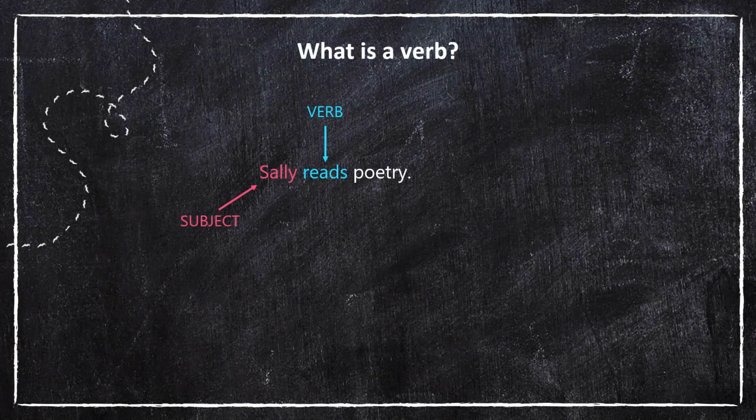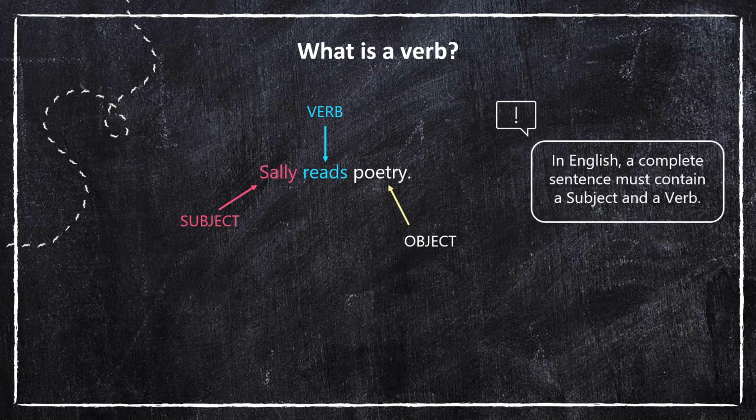What is Sally doing? She reads. Poetry in this case is the object. What does Sally read? She reads poetry. Now, the sentence can exist even if we eliminate the object. Sally reads is a perfectly acceptable sentence. However, we cannot take out either the subject or the verb. Otherwise, the sentence will not make sense. Remember, in English, a complete sentence must contain a subject and a verb.